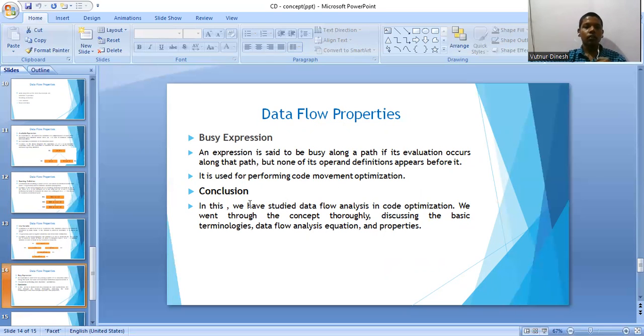Conclusion. In this, we have studied data flow analysis in code optimization. We went through the concept thoroughly, discussing the basic terminologies, data flow analysis equation, and properties.